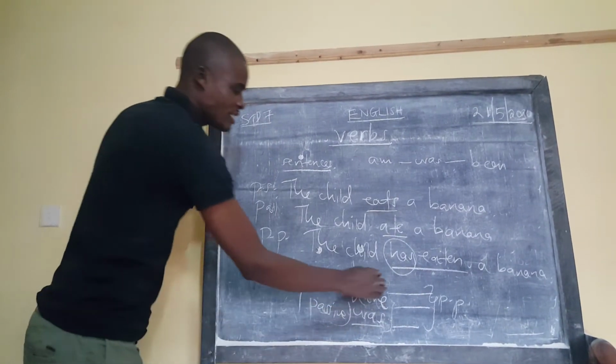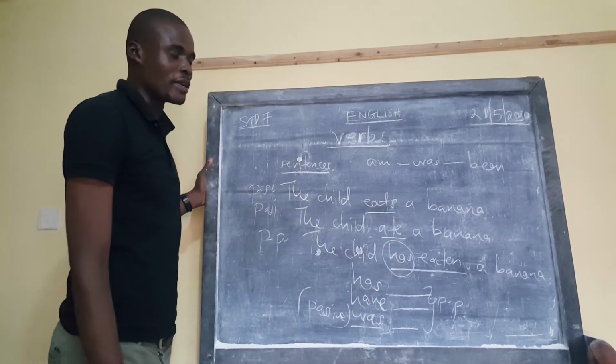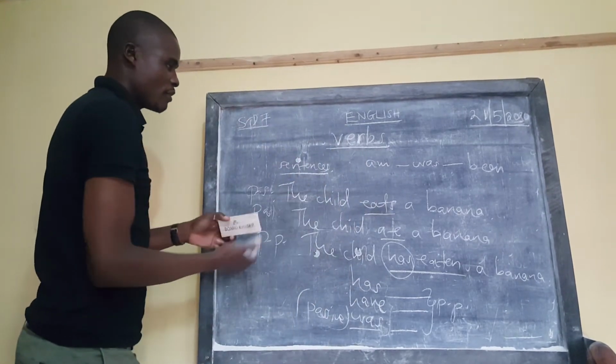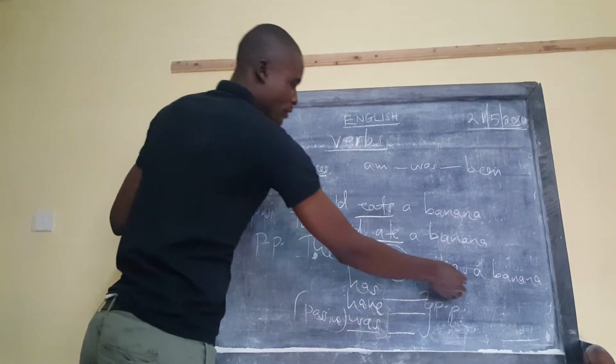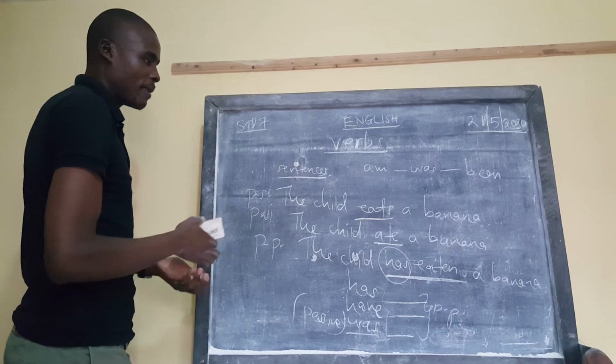But these are just helping verbs. This helping verb must be followed by a past participle. So now I think you've seen the way we are changing this. Eat in the past becomes ate, and the past participle is eaten, and on top of that, you must have has or have there to make it a past participle.